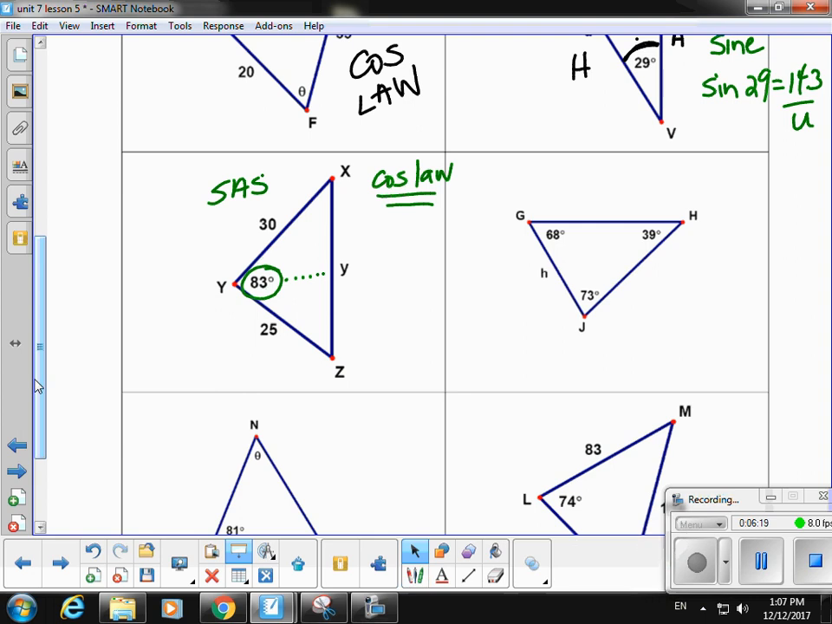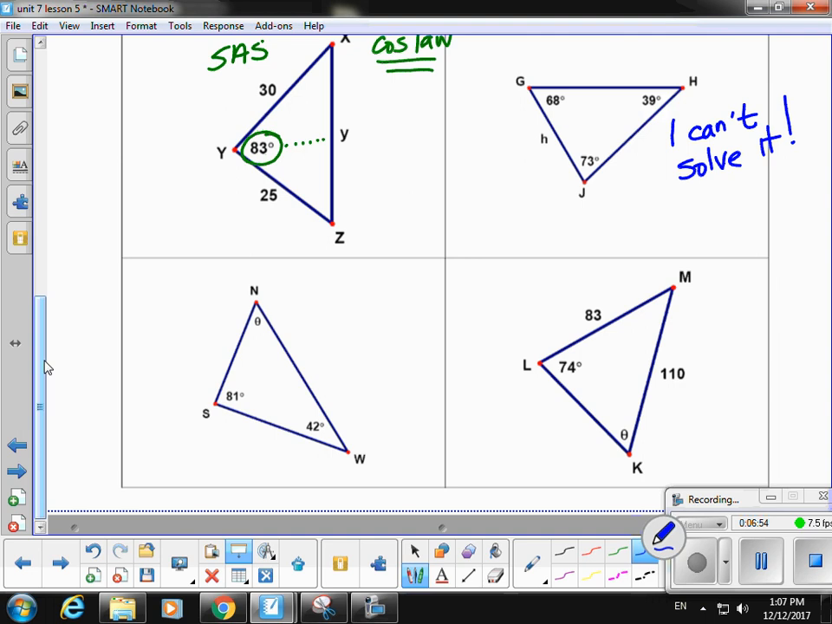If I want to find measure h in this triangle GHJ, and I have 3 angles, I can't actually solve, because I would need to have one length to be able to compare lengths. I could have a big triangle that has 68 degrees, 73, and 39, or I could have a teensy-weensy triangle that has 68 degrees, 73 degrees, and 39, and I can't solve it if we don't have one length to anchor it.